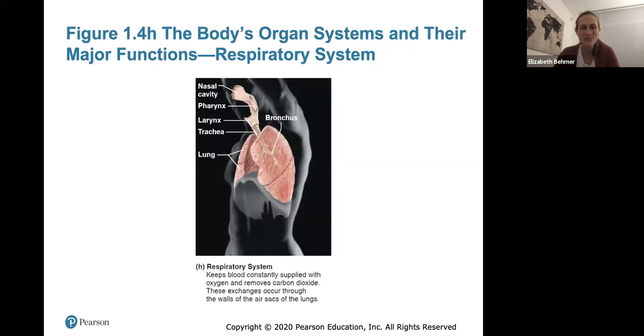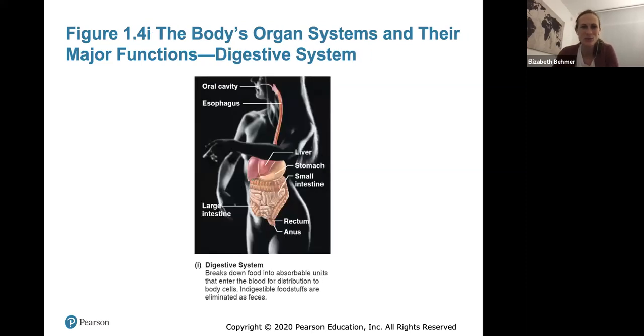The respiratory system takes in oxygen and removes carbon dioxide. Carbon dioxide is what your body's cells are constantly creating as a waste product when your cells take in glucose and turn it into energy. So CO2 is a big waste product that needs to be expelled through the respiratory system.